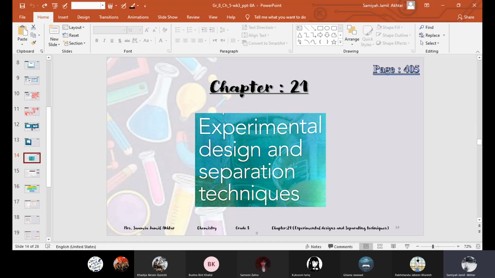Okay, so in this chapter, page 405, Experimental Design and Separation Techniques, chapter 21. This chapter is really easy because you are familiar with the techniques. You already know about filtration, distillation, like simple distillation, fractional distillation. You have an idea about these techniques a little bit.